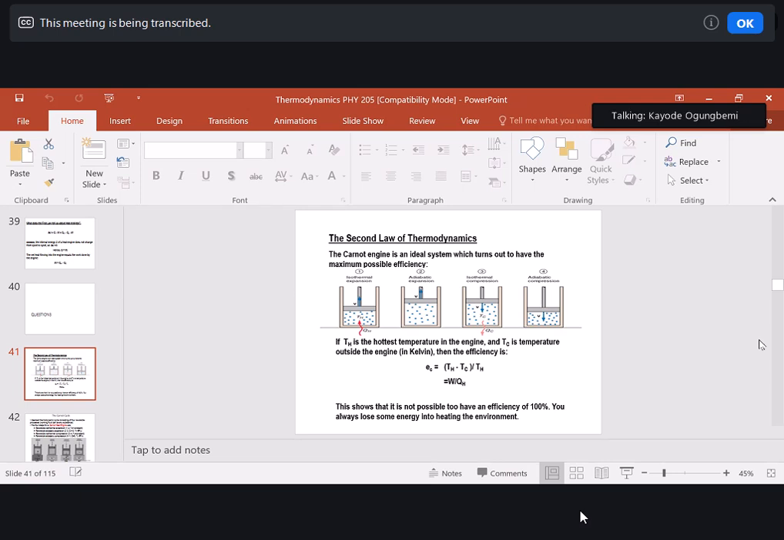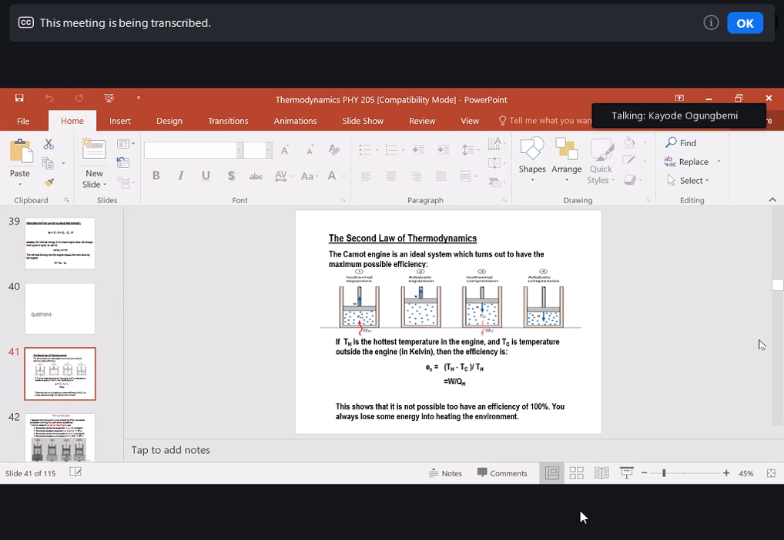So the second law of thermodynamics is what brings us to the Carnot engine. The Carnot engine is an ideal system which turns out to have the maximum possible efficiency. And that efficiency of a machine is what is of interest to us. Let's look at the diagram and treat it one by one. By the time we treat it one by one, we go to the schematic diagram and then we go to sketching again. Okay, let's look at it.